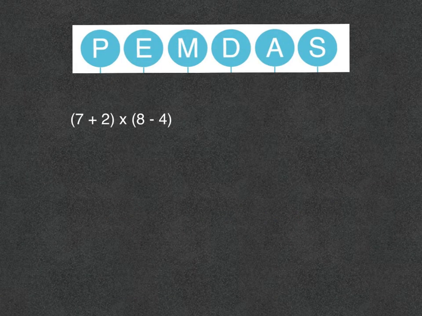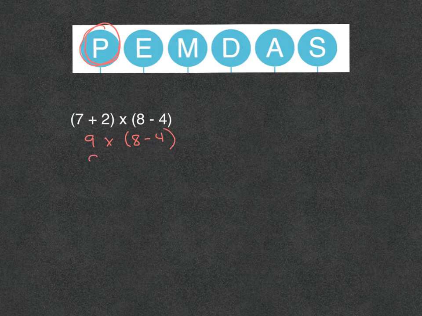So, 7 plus 2 in parentheses times 8 minus 4 in parentheses. We're going to do parentheses first. This is our first step. Inside the first parentheses, we do 7 plus 2, which is 9, times, parentheses, 8 minus 4. Next simplification, 9 times 8 minus 4 is 4. Now we're done with parentheses.